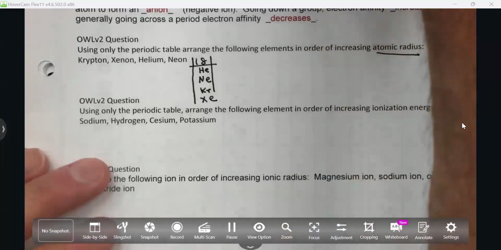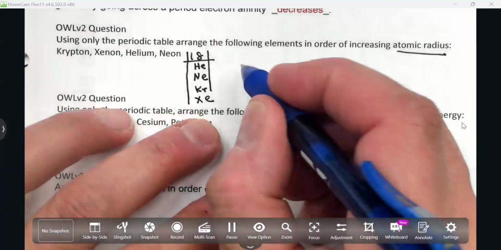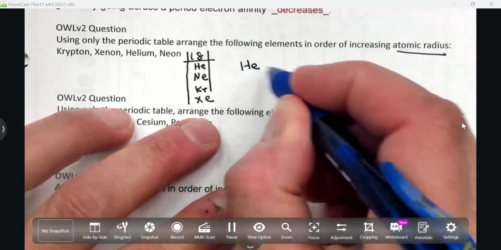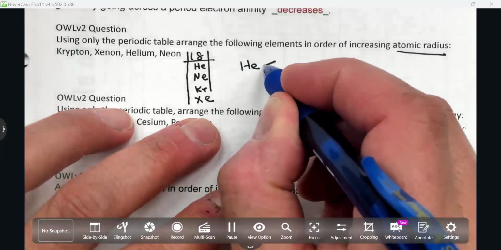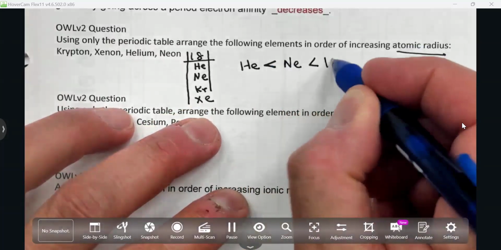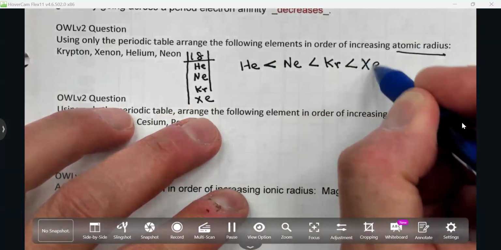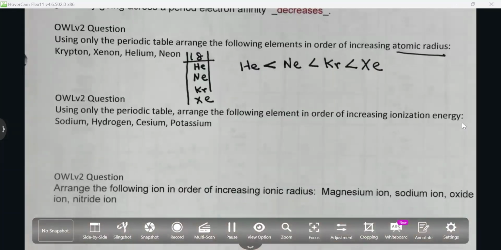So I think what Al does, it gives you boxes and it goes like this. Helium's radius is less than neon's. Neon's is less than krypton's. And krypton's is less than xenon. I think that's the way it answers it.